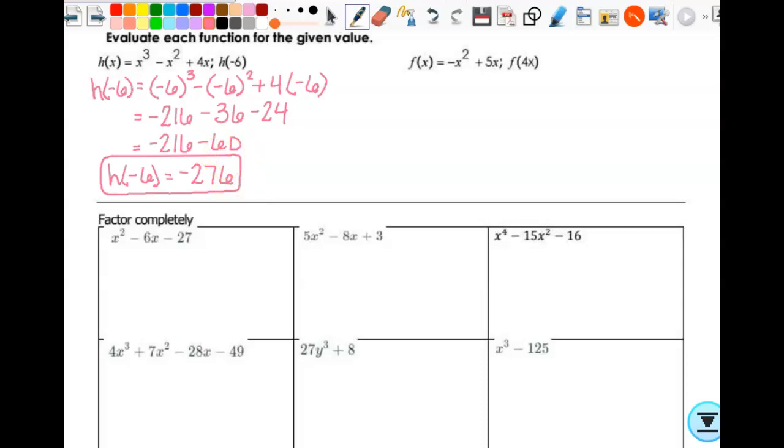All right, for this next one, I want to find f of 4x. That's equal to negative 4x squared. Notice I'm substituting that in for x, so this negative stays out front. 4x is what's getting squared, plus 5 times 4x. So this is equal to negative, because I just bring that down, 4 squared is 16, x squared is x squared, plus 20x, and I'm done.